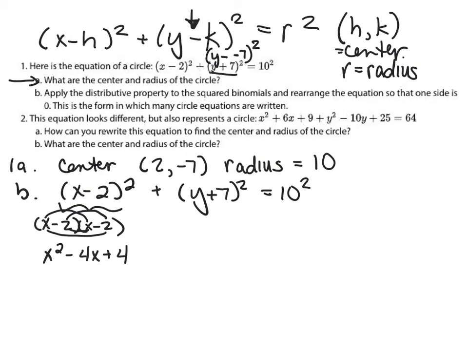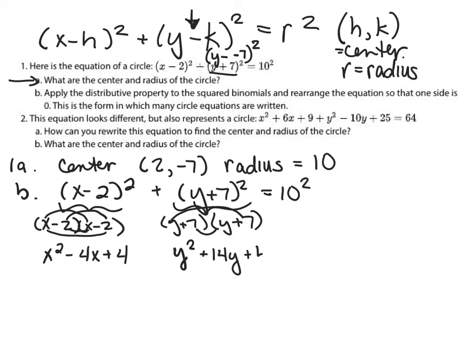Here I have y plus 7, y plus 7. First is y squared. Outer is positive 7y. Inner is positive 7y. I add those together, I get positive 14y. And last is 49. And that's equal to 10 squared, which is 100.